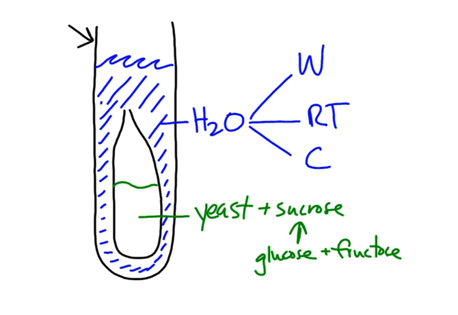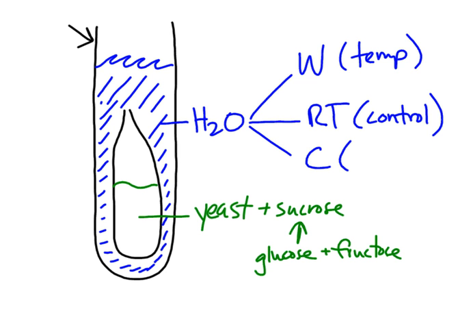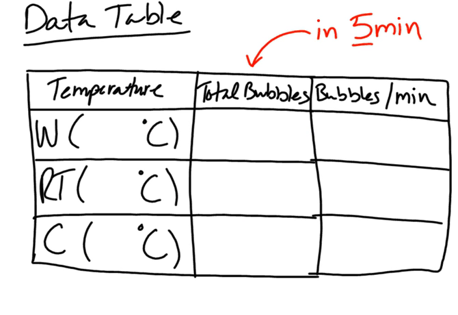Now the room temperature is going to be your control, so make sure you include that in your lab report. Okay, you do have a control group for this lab. Okay, warm, make sure you get the temperatures according to the thermometers. I will let you know what the room temperature water is, so you don't have to worry about getting that temperature. All right. So you're going to count bubbles for 5 minutes at each temperature, for a grand total of 15 minutes. Your data table will look like this.